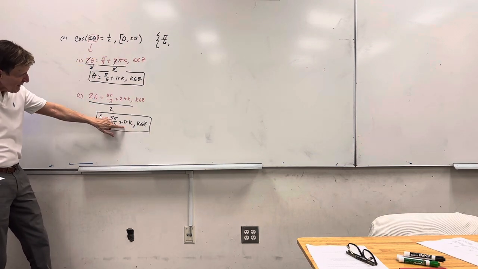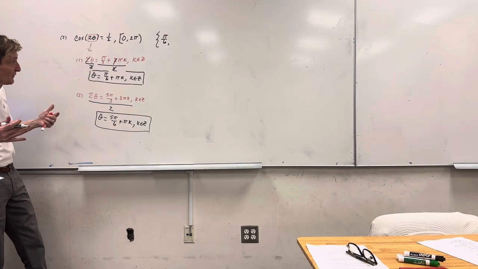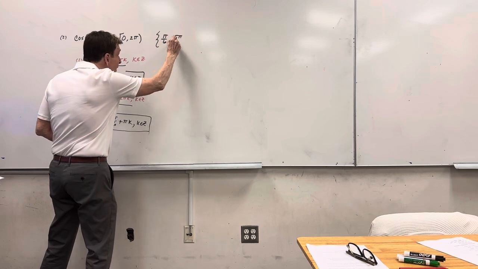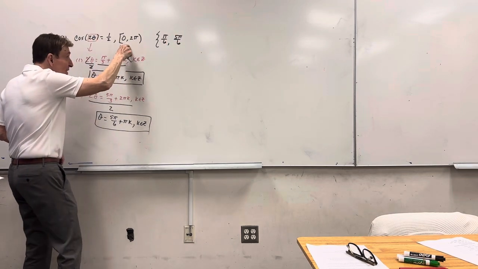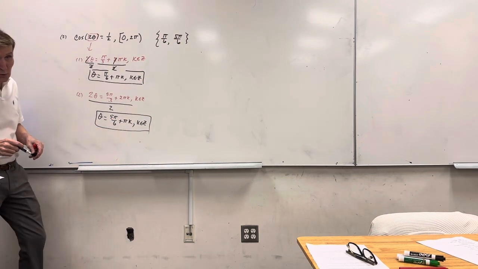Down here, replace k by 0. I see 5 pi over 6, which I think is 150 degrees? And that would fit in this interval. And I think I'm going to close it up. I think those are the only 2.